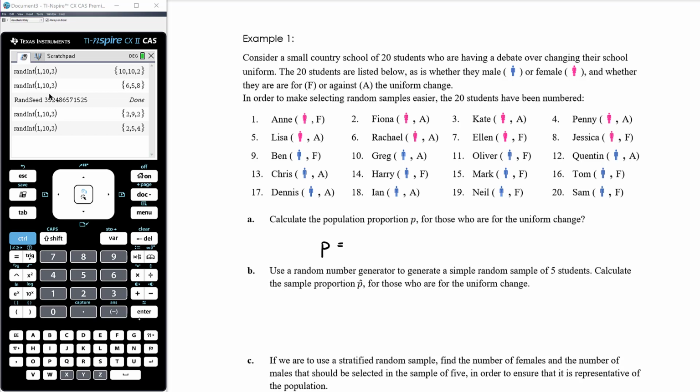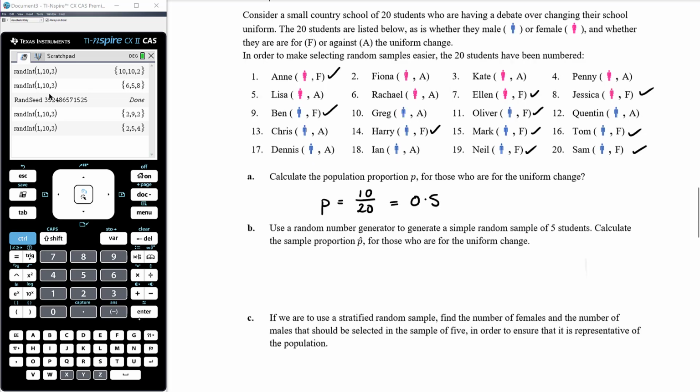So we need to count up how many are for. So there's 1, 2, 3, 4, 5, 6, 7, 8, 9, 10. Okay, so 10 out of the 20 students are for the uniform change. So that's a population proportion of 0.5 or half.